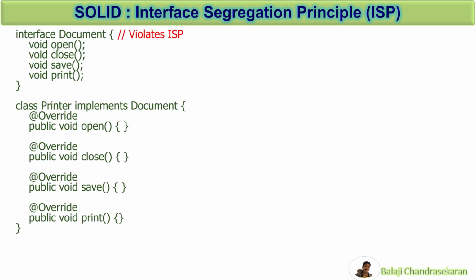In this example, the Document interface contains methods for opening, closing, saving, and printing a document. However, the Printer class, which implements the Document interface, is forced to provide implementations for all the methods, even though it only needs to implement the print method. This violates the interface segregation principle because the clients of the Printer class are forced to depend on methods they do not use, leading to unnecessary coupling and potentially confusing behavior.